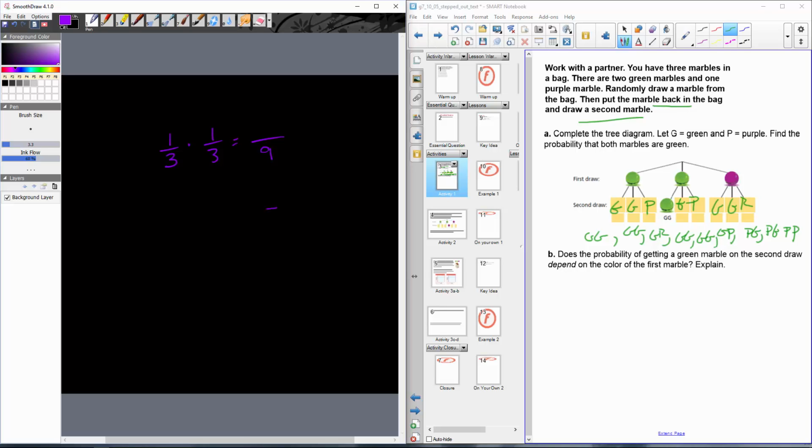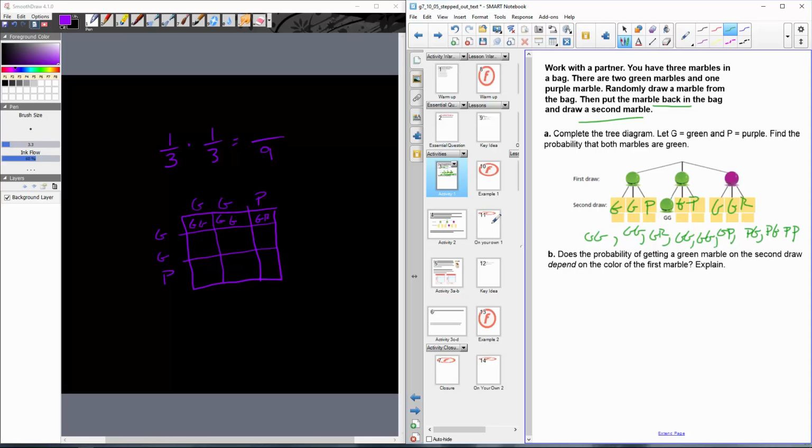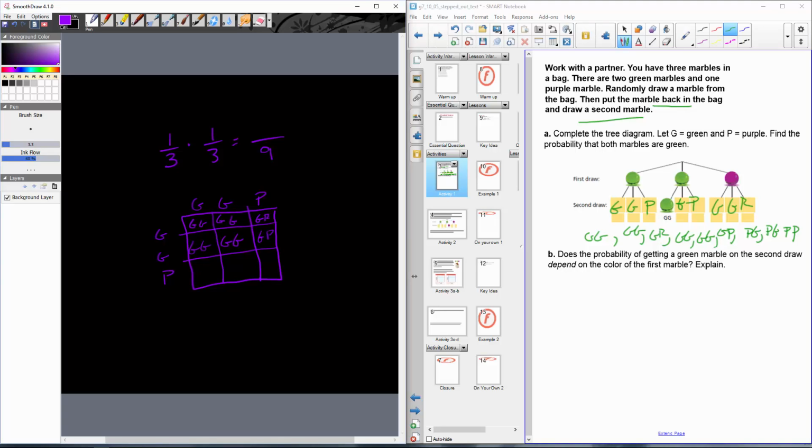Now I want to show you the Punnett square just so you can see that. And if I go through here and I have my green, green, purple, and green, green, purple, this represents pulling out 2 different ones, right? And I just want to show you how to get these same numbers here. So this is green, green, green, green, green, purple. And that represents these right here. Then I have my green, green, green, green, green, purple. Then I have my purple, green, purple, green, purple, purple. So you can see all of these combinations, all 9 of them, same thing I did here.